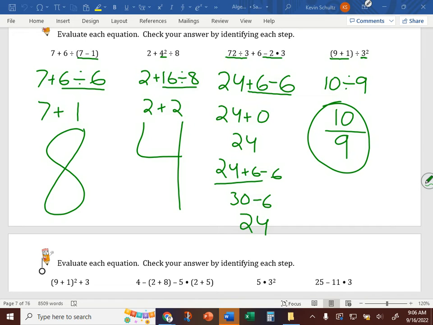Okay? If you had a calculator and you wanted to divide it out and write 1.1 repeating, then you could. But there's nothing wrong with leaving an answer as an improper fraction or a mixed number if you wanted to. Everything's fine there. Questions so far? All right.